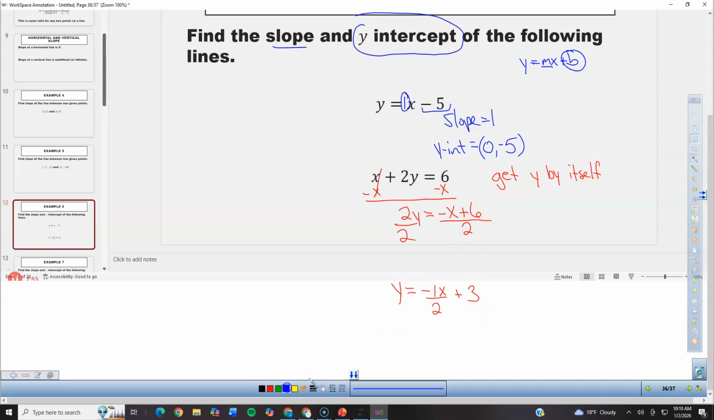So now from here, my slope is negative 1/2 or negative 0.5, depending on if you're Desmosing or real lifing. And my y-intercept is 3. Remember, for the y-intercept, your x is 0. That's 3. You can always graph that too to check it and make sure.